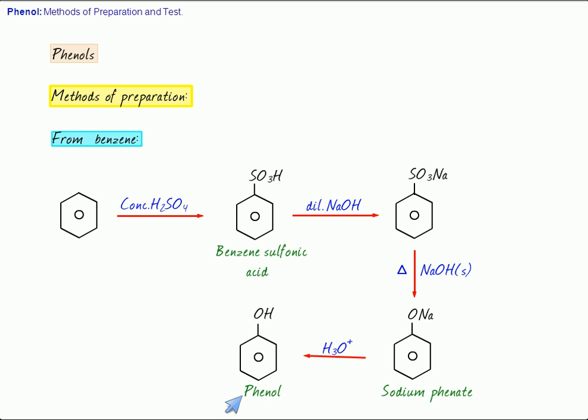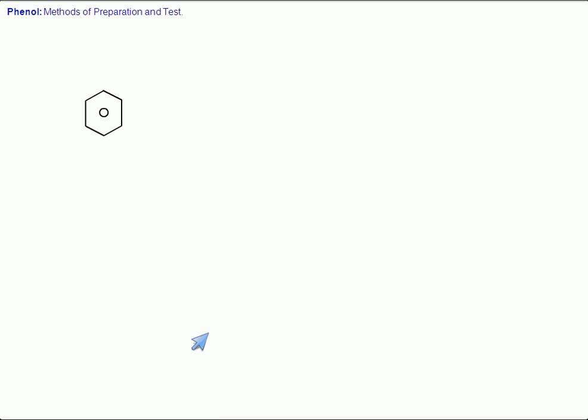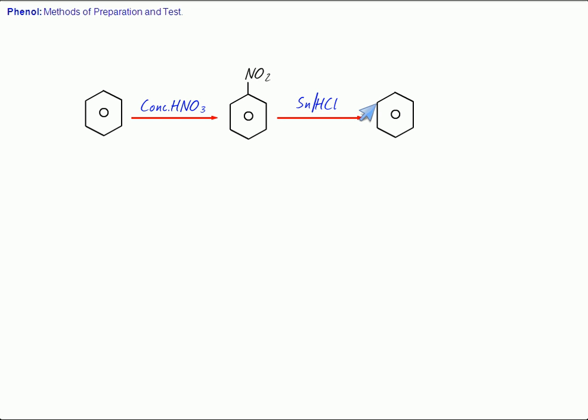Step 2, via diazonium. Benzene is there. To undergo diazonium, we need aniline, and for aniline, we need nitrobenzene. So in the first step, we form nitrobenzene. After formation of nitrobenzene, we reduce it with tin-HCl to form aniline.